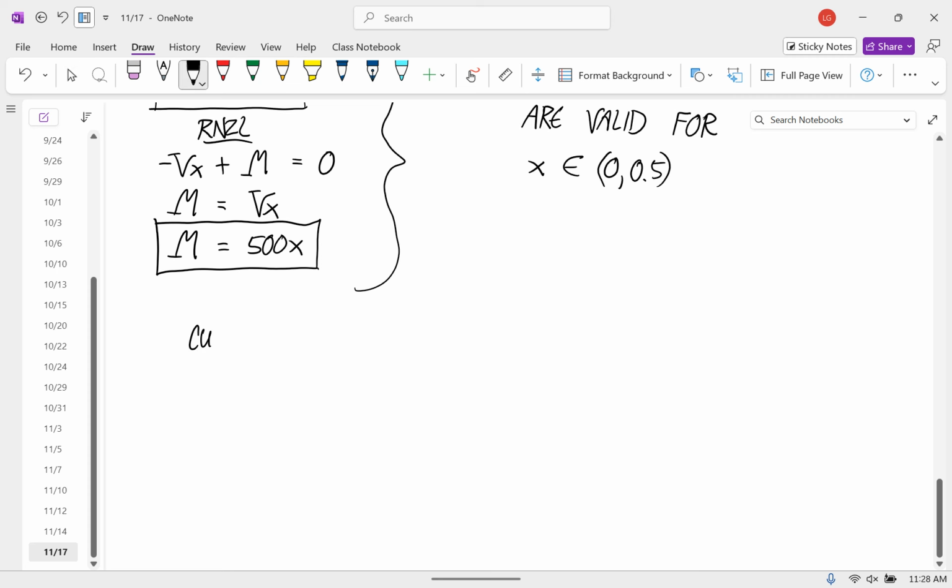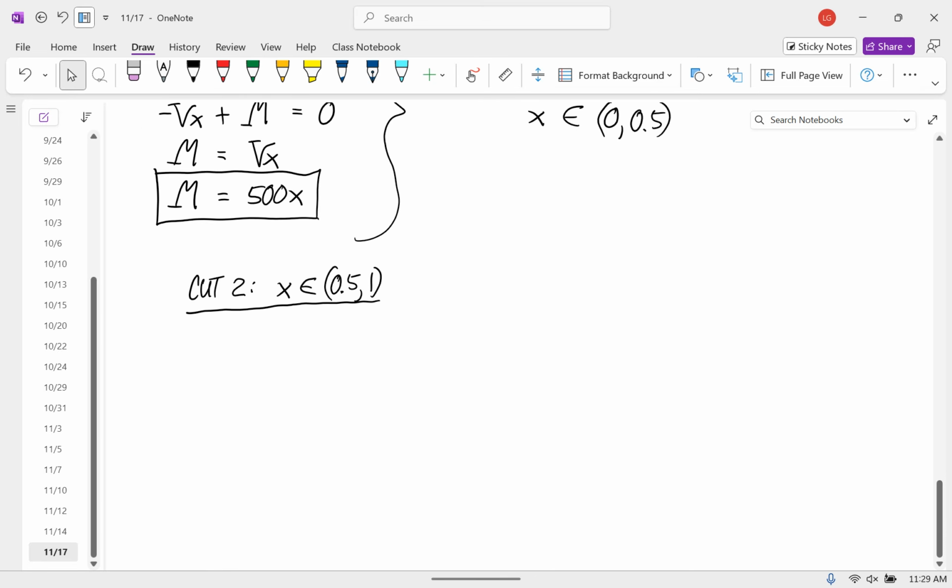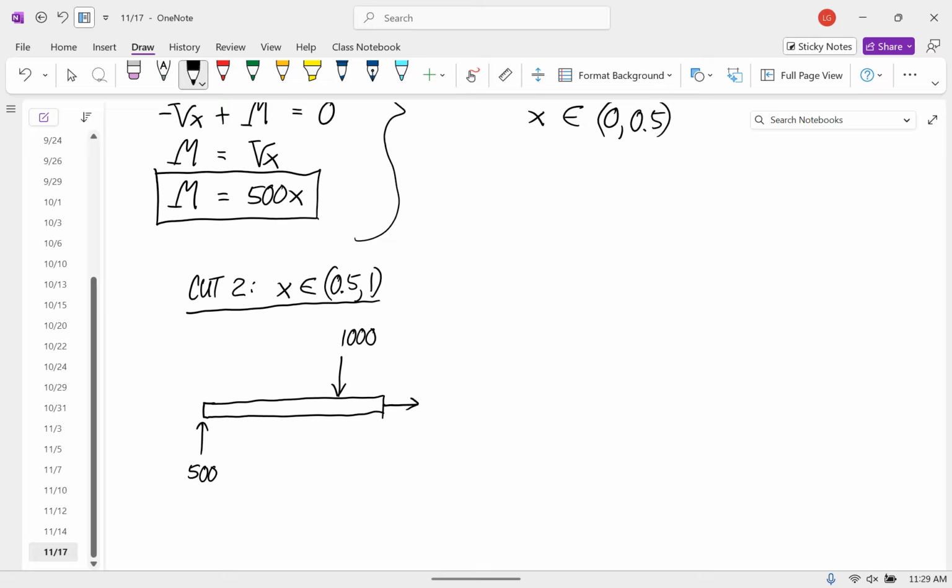So now we're going to go to our cut 2. This is for x's between 0.5 and 1. And a representative free body diagram looks like this. We have 500 here, 1,000 here, and then internal loads.